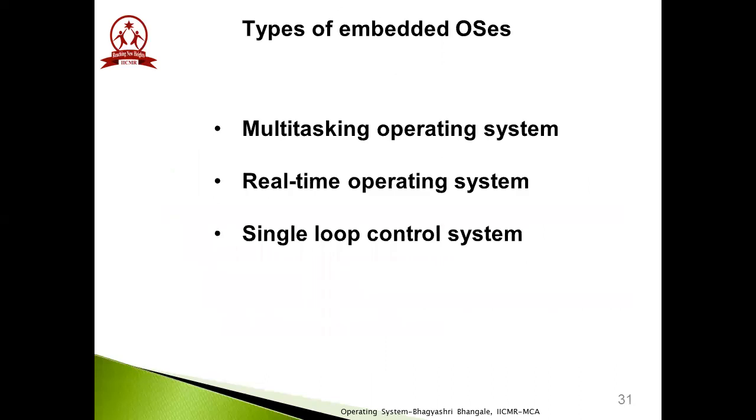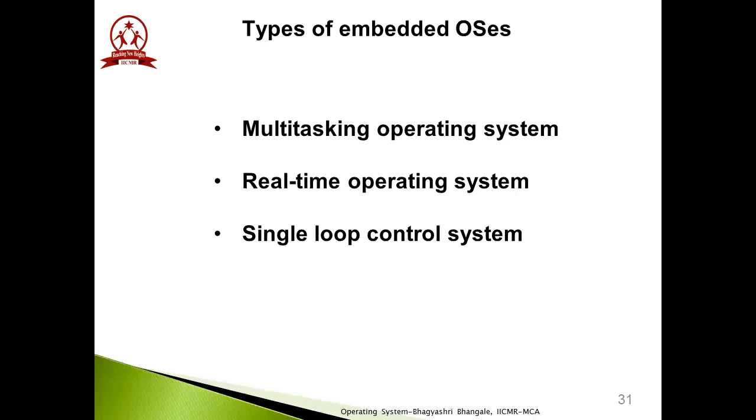Now these are some types of embedded OSs. First is the multitasking operating system. Second is the real-time operating system. And third is the single loop control system. Now, multitasking operating system means what? It can perform several tasks at once, using various job scheduling to perform a specific task. For example, a cell phone OS can divide up CPU resources among multiple tasks. In a multitasking operating system, it can use job scheduling. Job scheduling we already discussed. Scheduling means various jobs and processes are scheduled with the help of various schedulers. So with the help of that, it uses job scheduling to perform various tasks or functions.